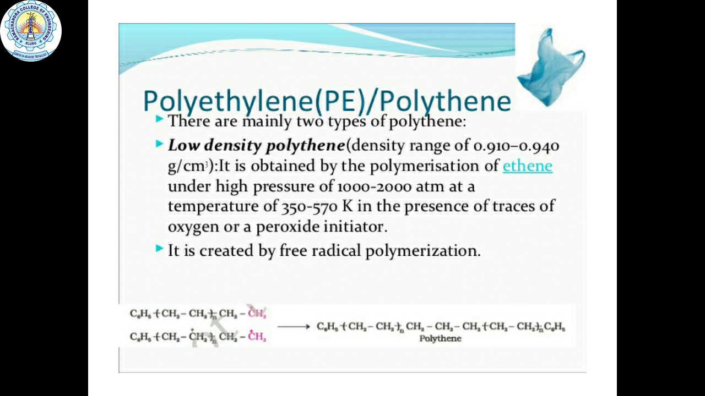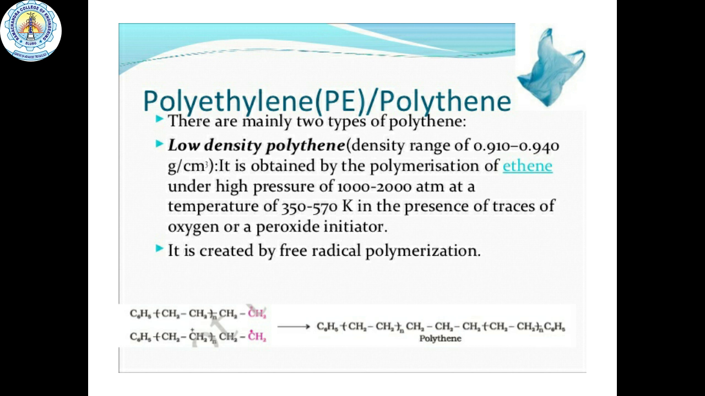Coming to the next individual polymer, that is polythene or polyethylene. There are mainly two types of polythene. Those are low density polythene and high density polythene. Let us discuss one by one, starting from the low density polythene. Low density polythene ranges from 0.910 to 0.940 gram per centimeter cube.